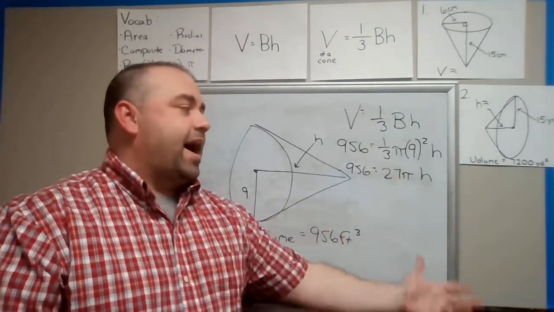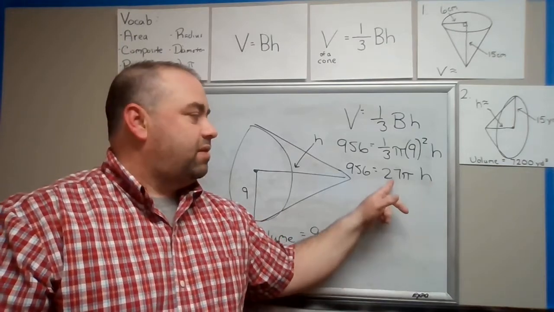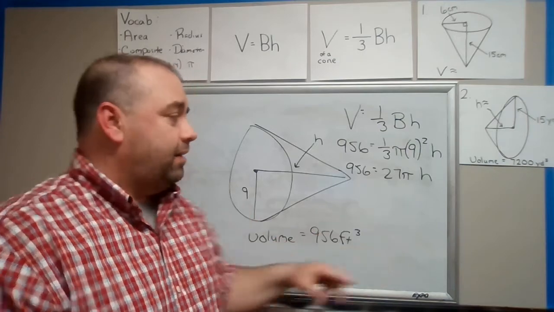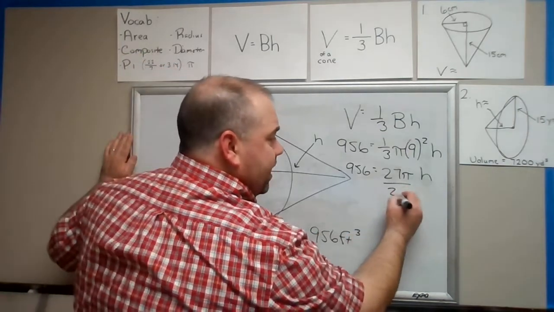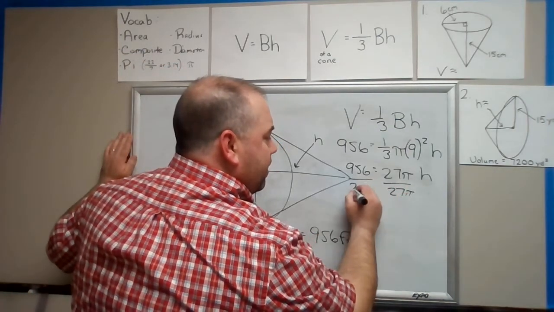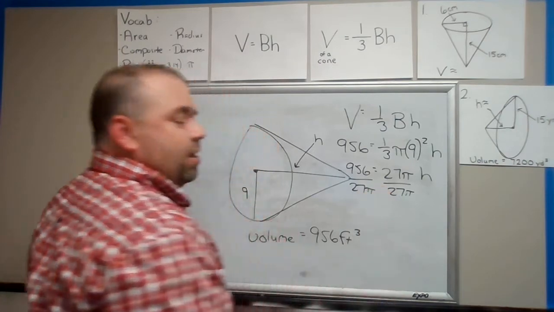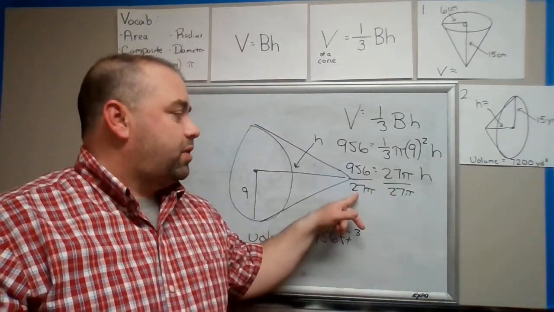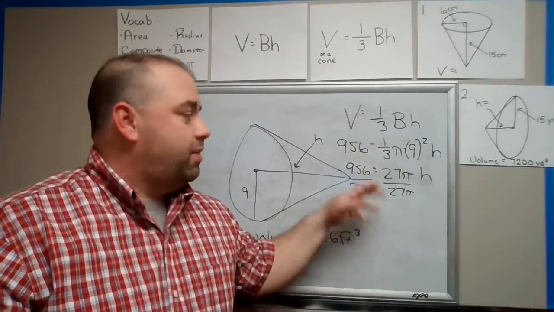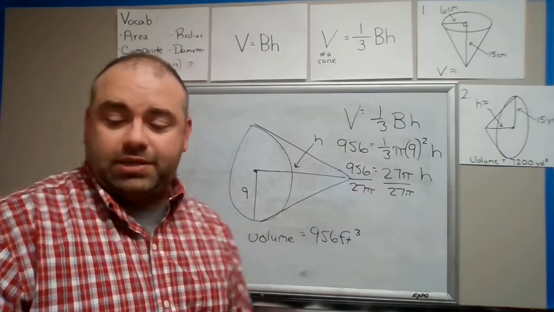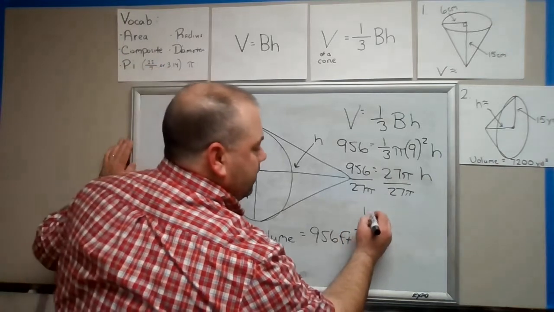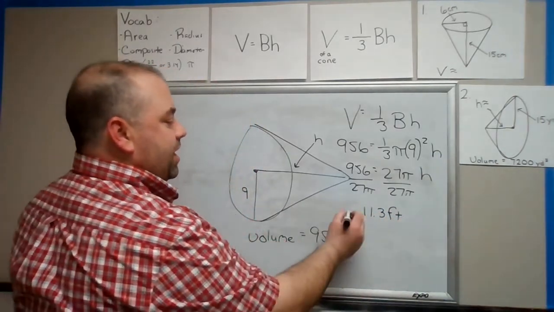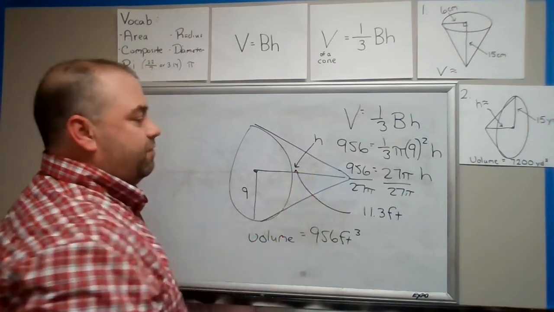I got to divide whatever's next to it. So I have to divide both sides by 27 pi. So if I do that, I'm going to end up doing some math here again. Probably got a calculator going on. If I go 27 times 3.14, then I divide, I should get about 11.3 feet for this height. So I'm going to draw another arrow just for fun, for that height.